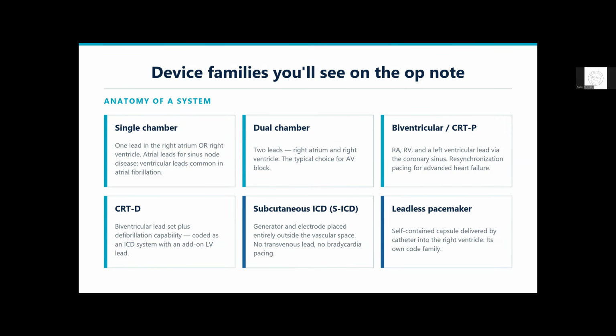A subcutaneous ICD sits entirely outside the vascular space, no transvenous leads, and no bradycardia pacing. A leadless pacemaker is a self-contained capsule placed in the ventricle via a catheter and has its own code family.